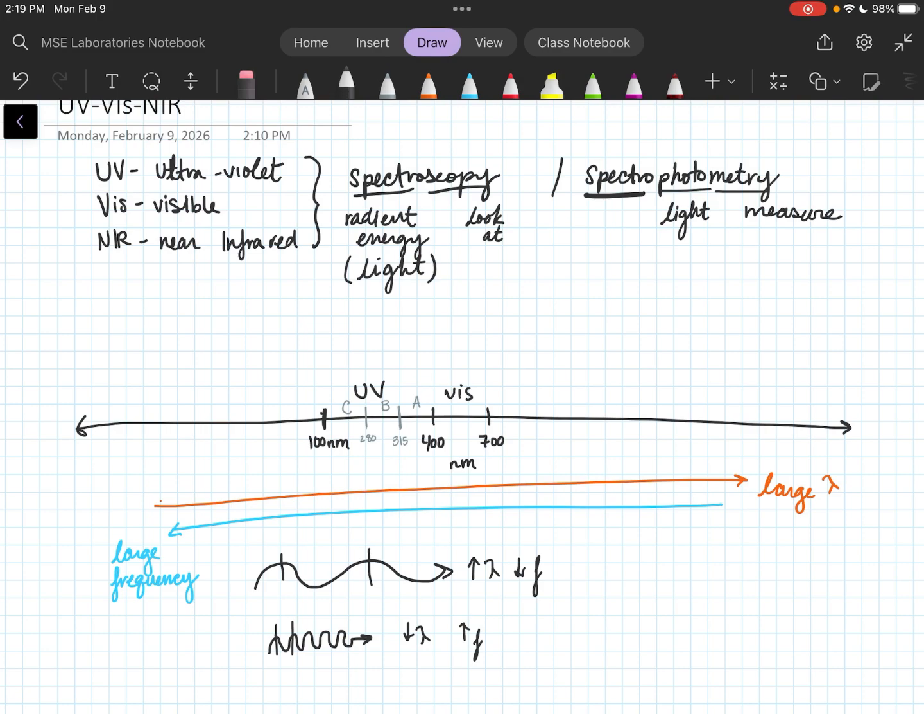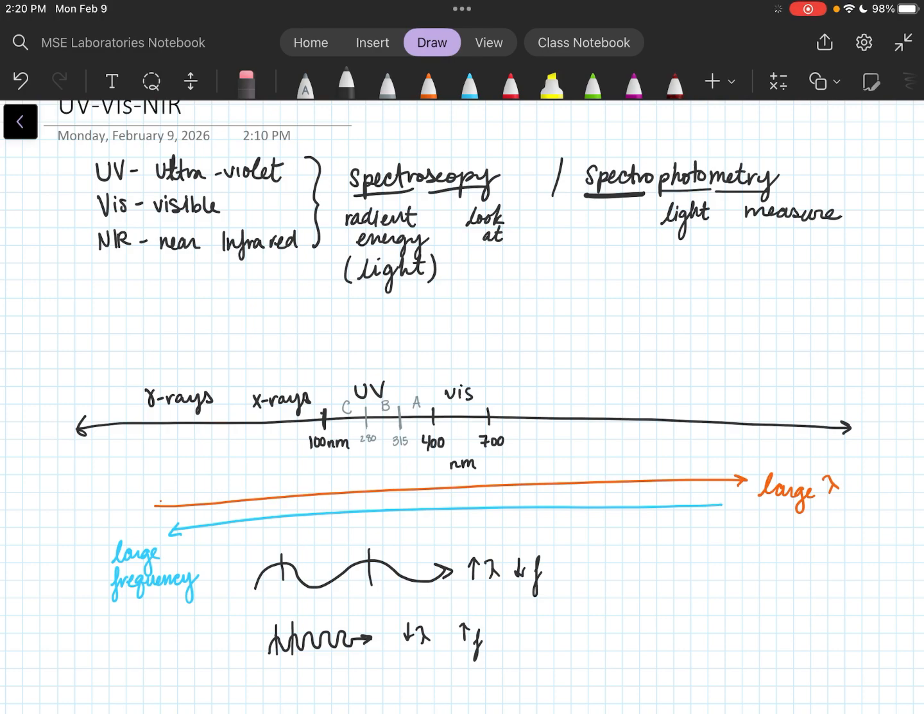Do you know what is smaller wavelength than UV? Is that NIR? Nope. NIR is on the other side. Infrared is on the other side of the visible spectrum. It's on the red side instead of on the violet side. Smaller than that would be X-rays, and then gamma rays.